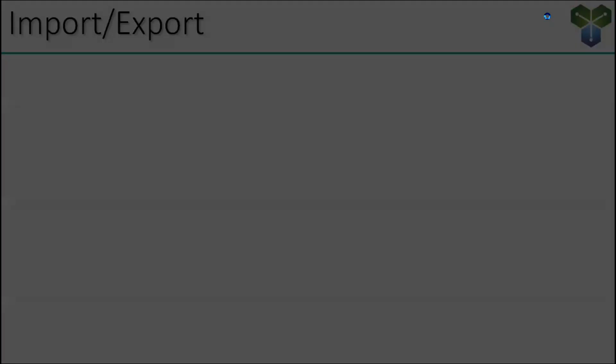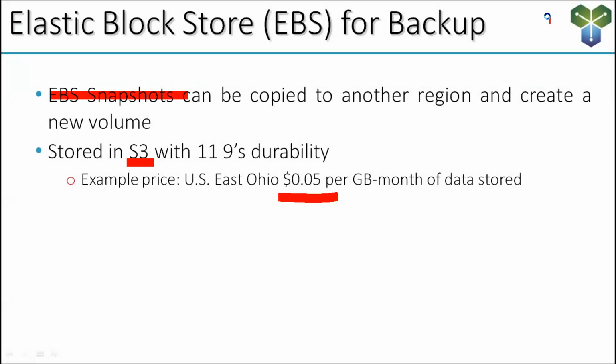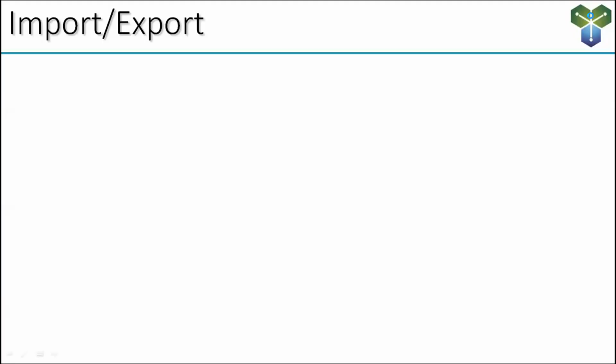Right. And just another side note for the exam, if you ever run into a question where you need to move an EC2 instance from one region to another, this is how you do that. You take a snapshot of it, you copy the snapshot to another region, and you use it to create a new instance. You can never just move an instance from one region to another.